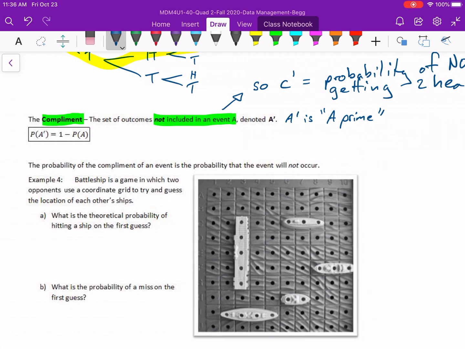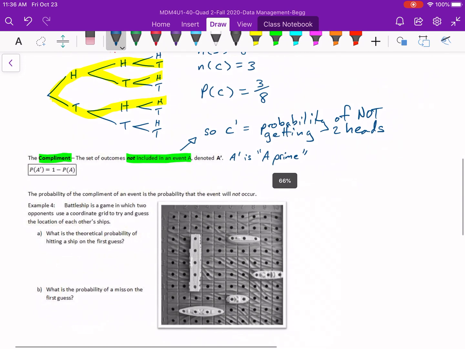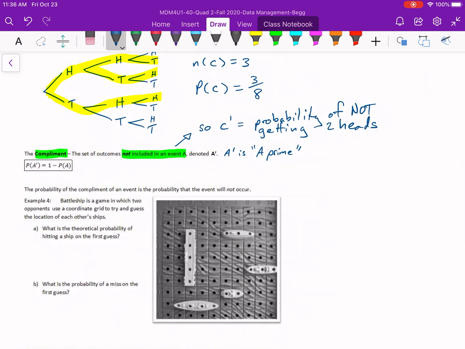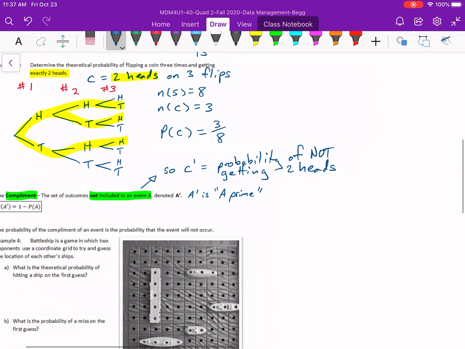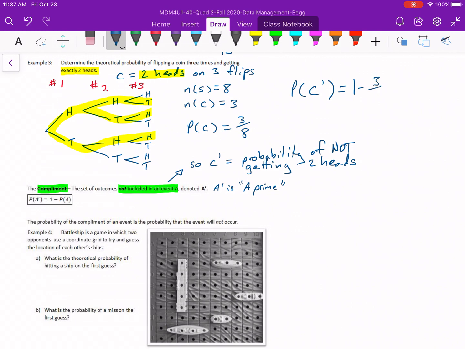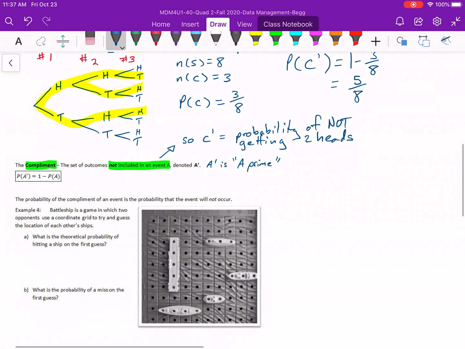100%, right? Because again, all probabilities have to add up to 100%. So if we have a probability of 3/8 of getting event C, of getting 2 heads, the probability of the complement, the probability of C prime of not getting exactly 2 heads, of getting anything except 2 heads, would be 1 minus 3/8, which is 5/8. 3/8 plus 5/8 equals 100%, or 1.